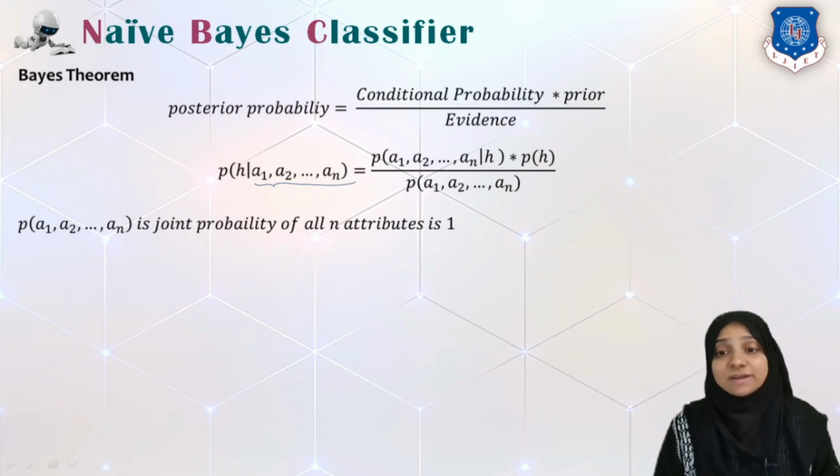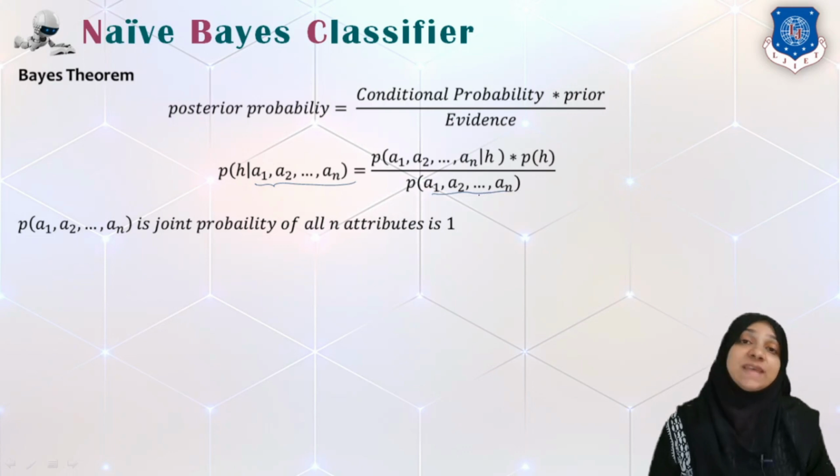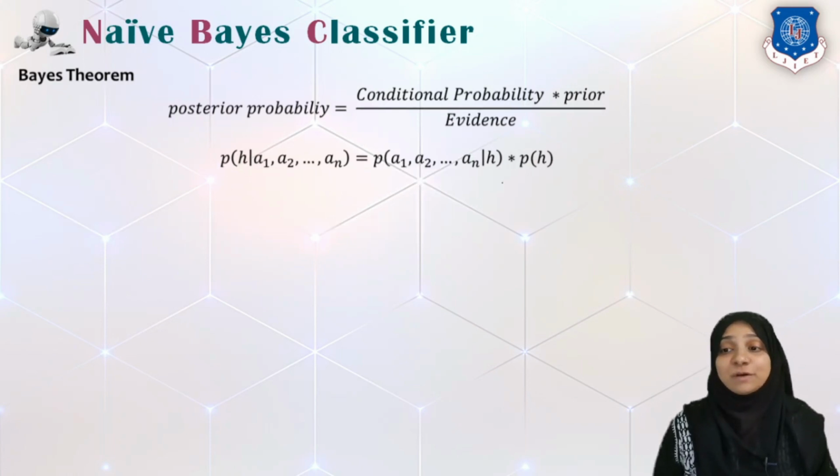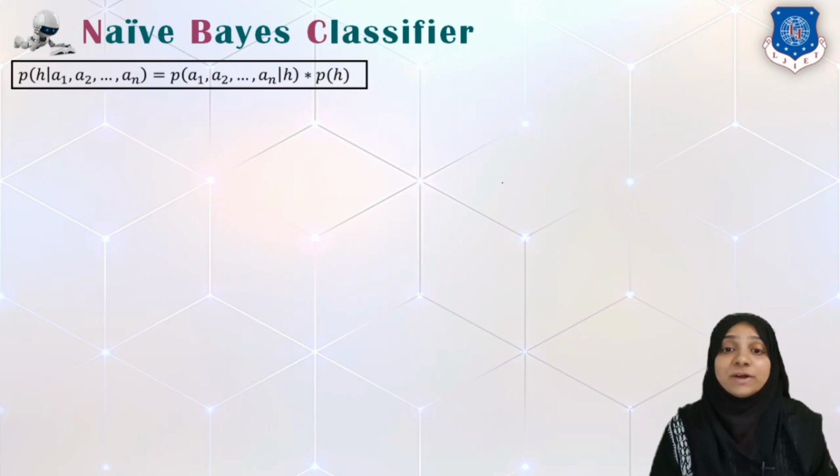So in the same Bayes theorem, we represent probability of H given some set of values of attributes is equal to probability of some set of values of attributes given a hypothesis, times P of hypothesis, divided by probability of these many events or values occurring in a table simultaneously. And we know that probability of value 1, value 2 up to value n is nothing but a joint probability of all attributes. With this formula, let us solve one example.